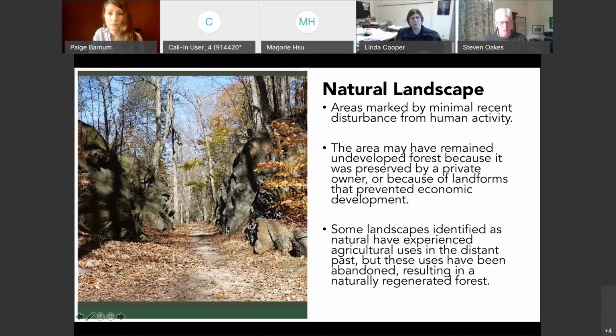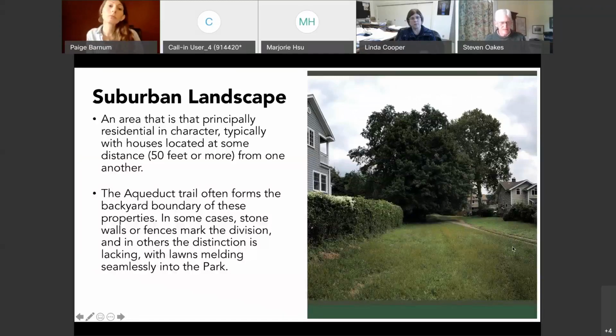The next level, working rural to urban, is the suburban landscape. And that we all probably are pretty familiar with. Houses separated a bit. The Aqueduct Trail often either forms a boundary to a backyard, melds into the backyard, or is used as a backyard. But a good bit of the trail is described as a suburban landscape.